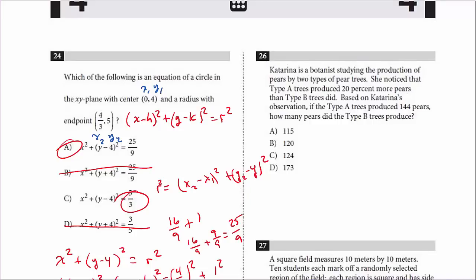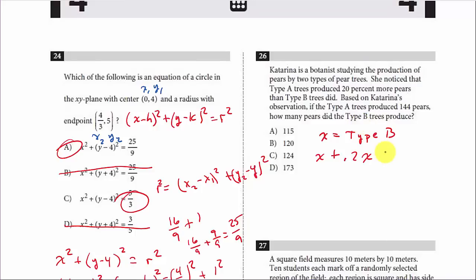It says, Katarina is a botanist studying the production of pears by two types of pear trees. She noticed that type A trees produce 20% more pears than type B trees did. Based on Katarina's observation, if the type A trees produced 144 pears, how many pears did the type B trees produce? All right, so we've got to let x equal type B. And so we have x plus 0.2x, okay? So type A trees produce 20% more pears than type B.